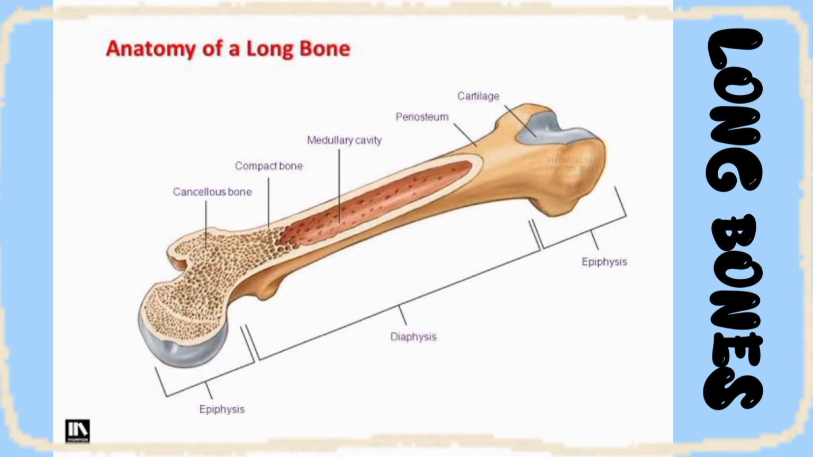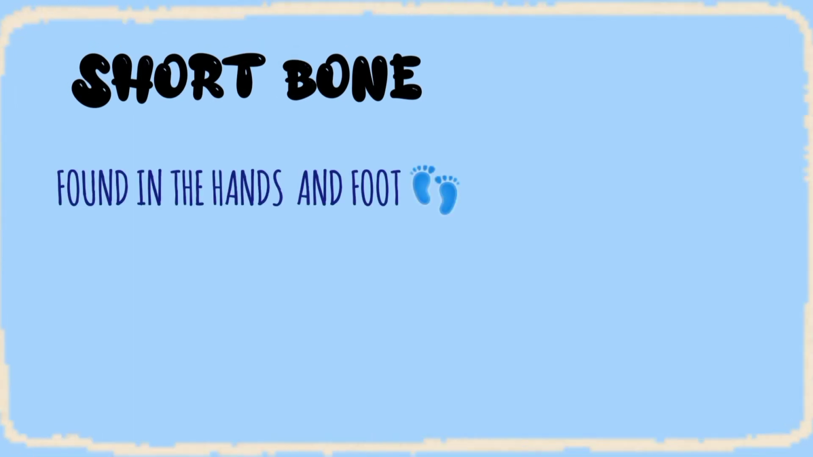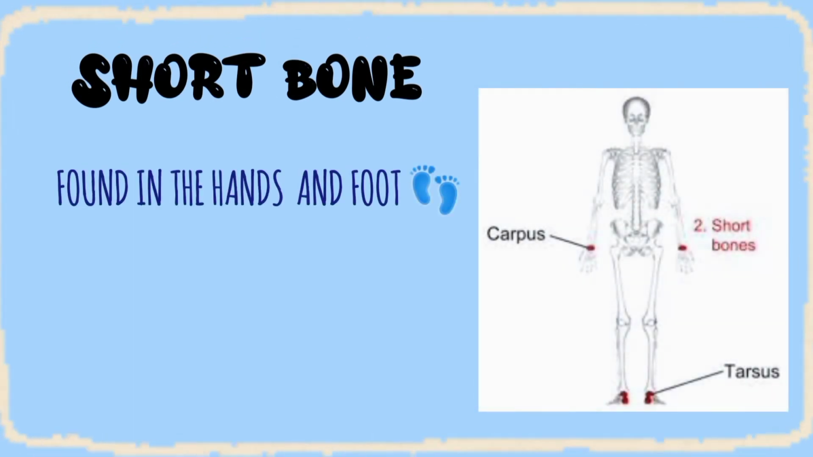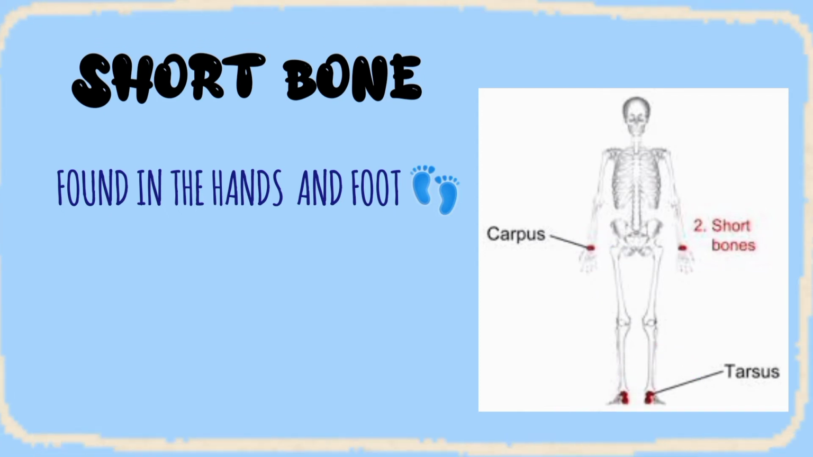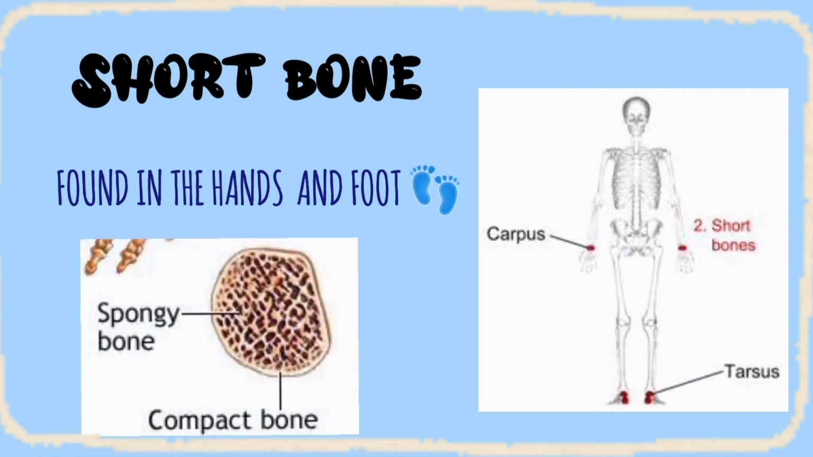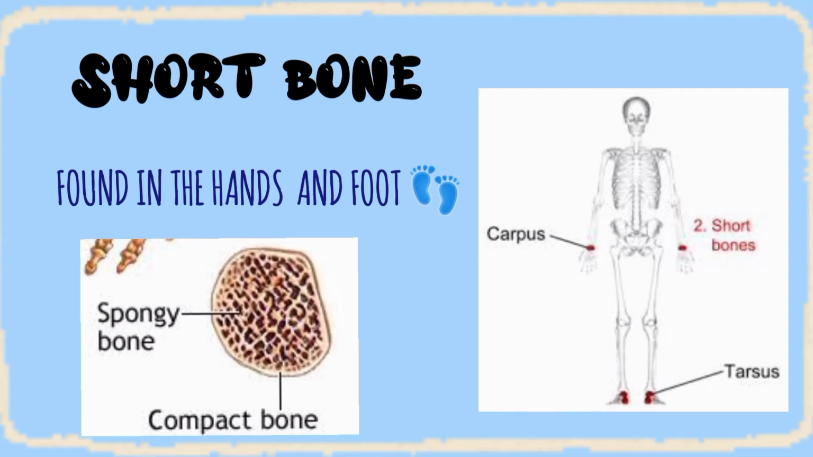Now moving to the next point, which is the short bone. The short bones are found in the hand and the foot. Hand means the wrist joint, which includes the carpal bones, and foot means the ankle joint, which includes the tarsal bones, as shown in the diagram. If we take a look at the structure of the short bone, you can see the short bones are rough or cuboidal in shape, as shown in the diagram, and they are composed of spongy bone inside.